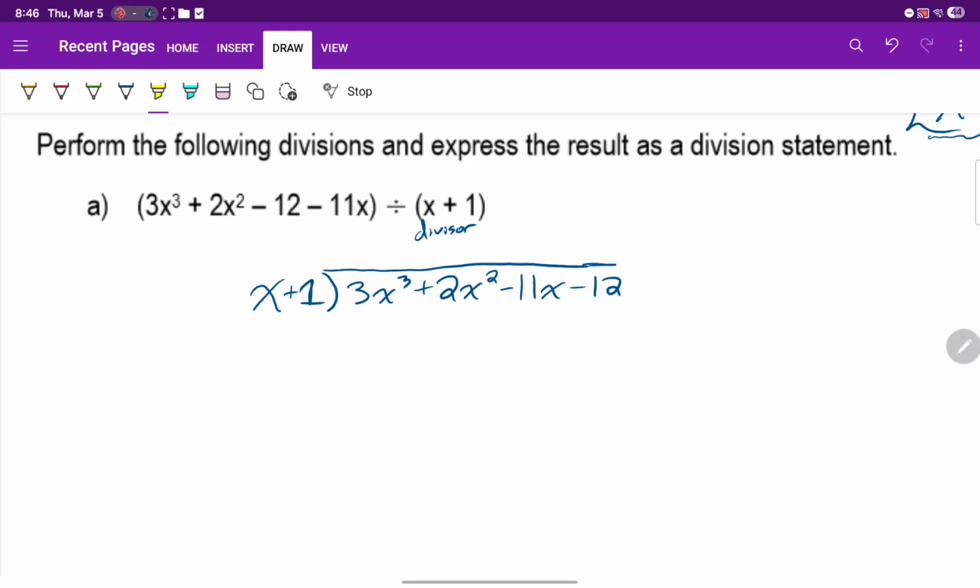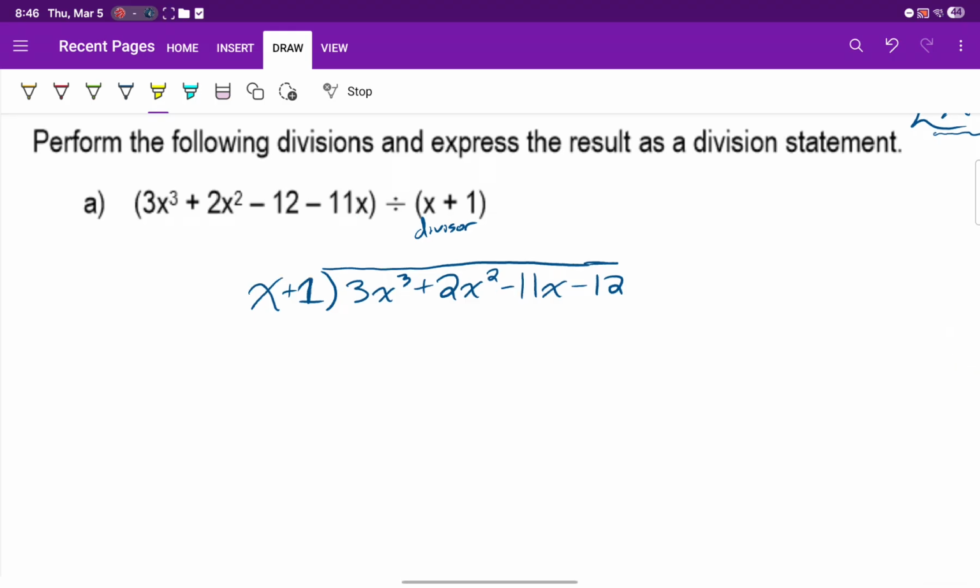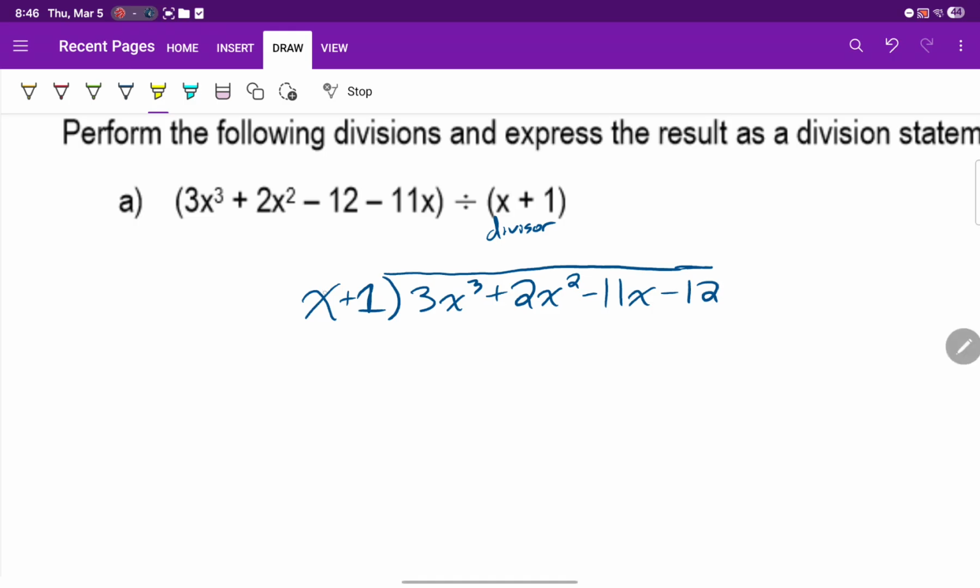I'm going to see how many times certain things go into each other. Okay. So we're always focusing on my x. Every time we do this, we're going to say how many times does x go into, and we're first going to look at 3x cubed. Or what would I have to multiply x by to get 3x cubed? Maybe some of you recognize that what I need to multiply by is 3x squared, okay?